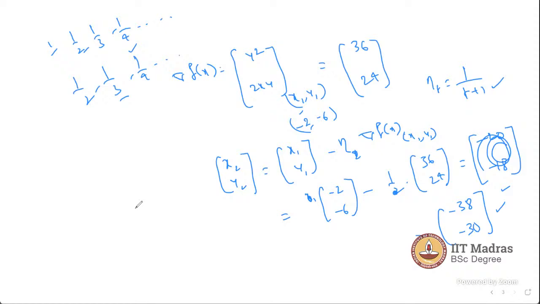Now what we need to do is find the value of f of x comma y, which is nothing but xy square. You need to substitute these values, so this is minus 38 into 30 square. If you substitute this, you'll get the answer. This is okay? Yes, sir. Okay, let's move on to the next one.